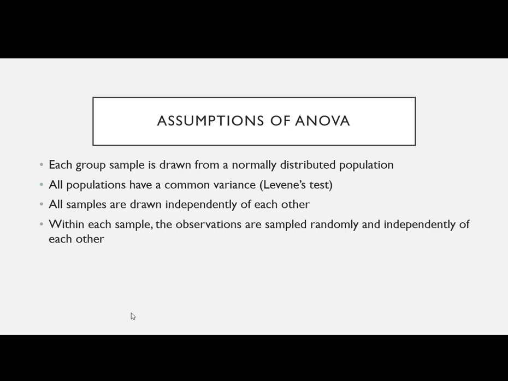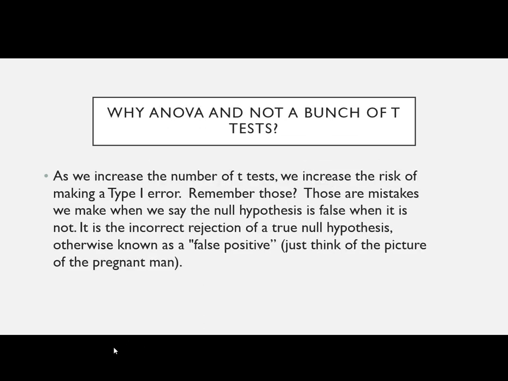All populations have common variance, which we'll test with Levene's test. All samples are drawn independently of each other, and within each sample, the observations are sampled randomly and independently of each other. So why ANOVA and not a bunch of t-tests?